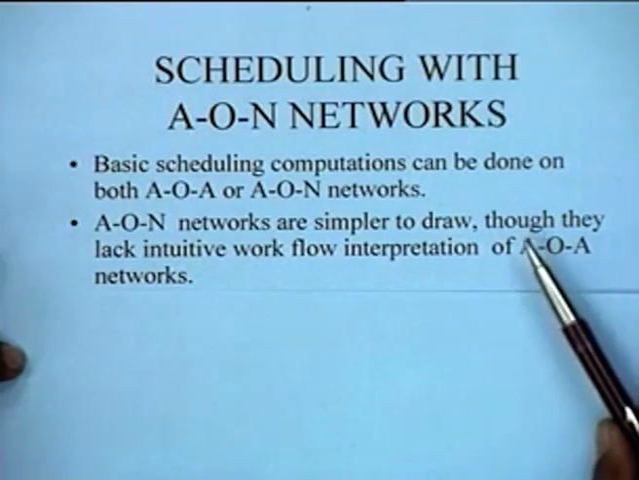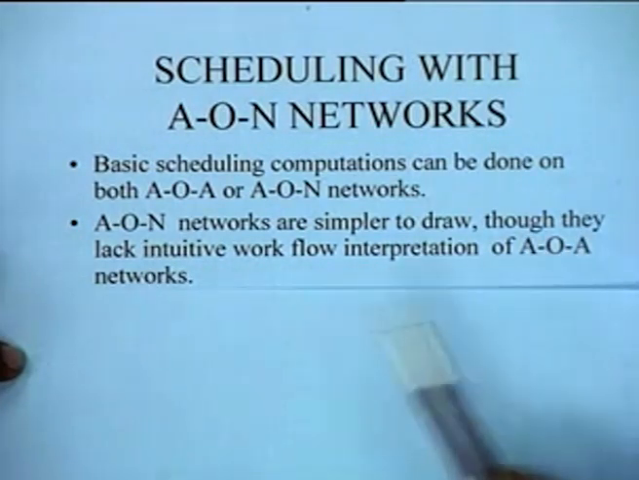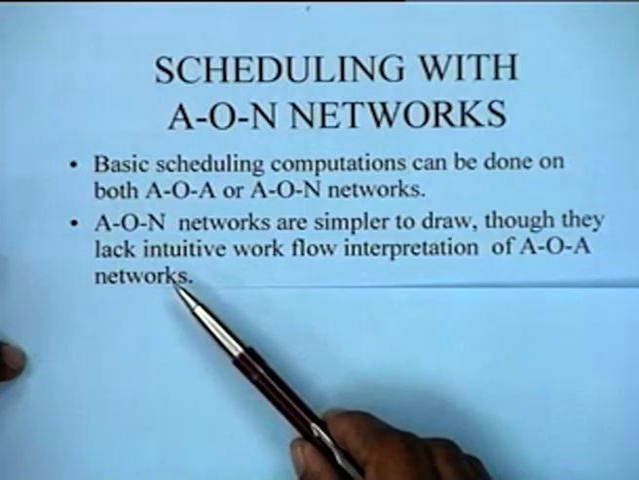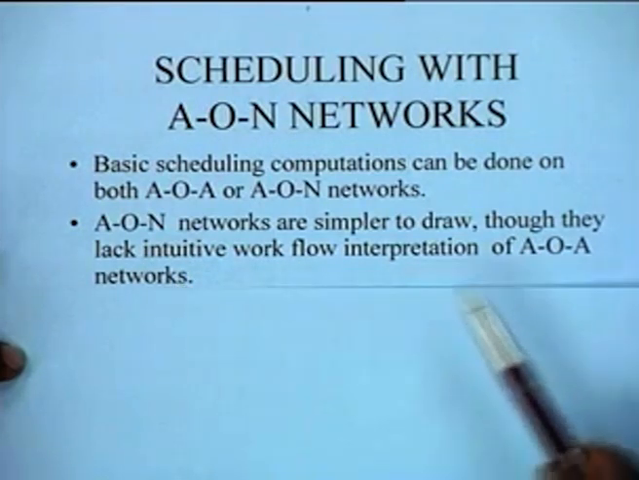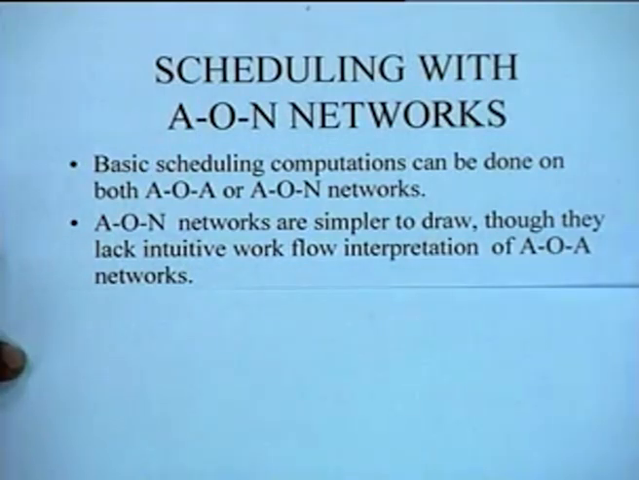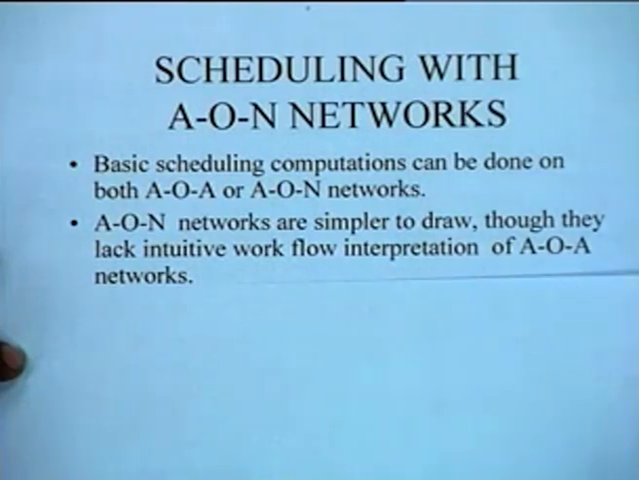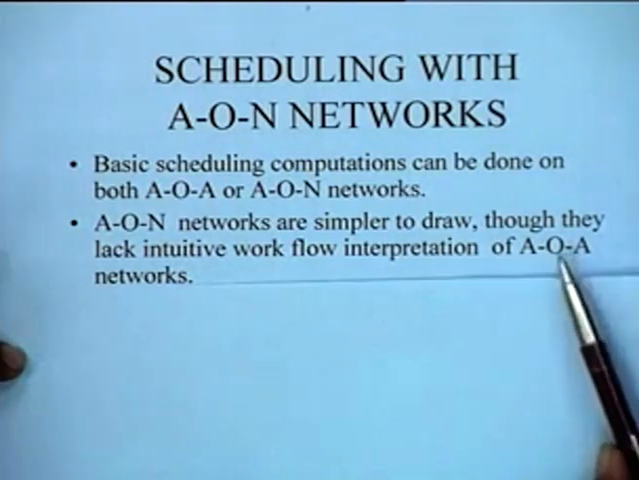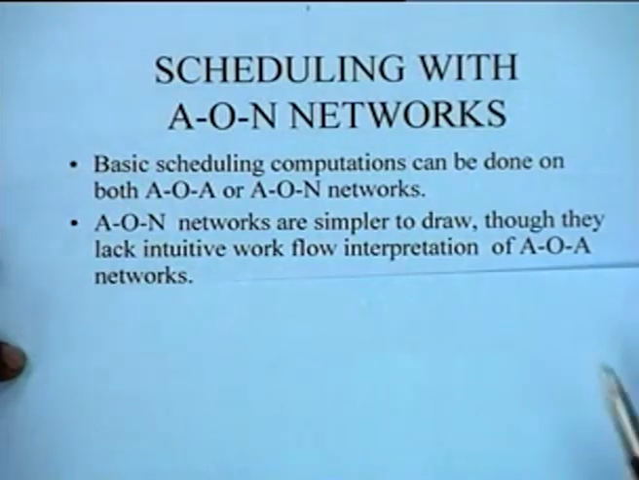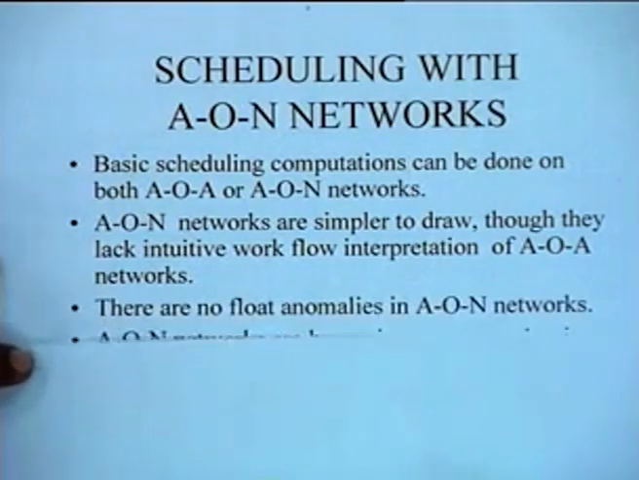However, the disadvantage is that they lack the intuitive workflow interpretation of the AOA networks, which means that in the AOA network, as you progress along the arc, it is like doing the job. It's like the job being started to the job being completed. So it's an intuitive workflow interpretation as you progress on the network. That kind of interpretation is missing in the AON framework.